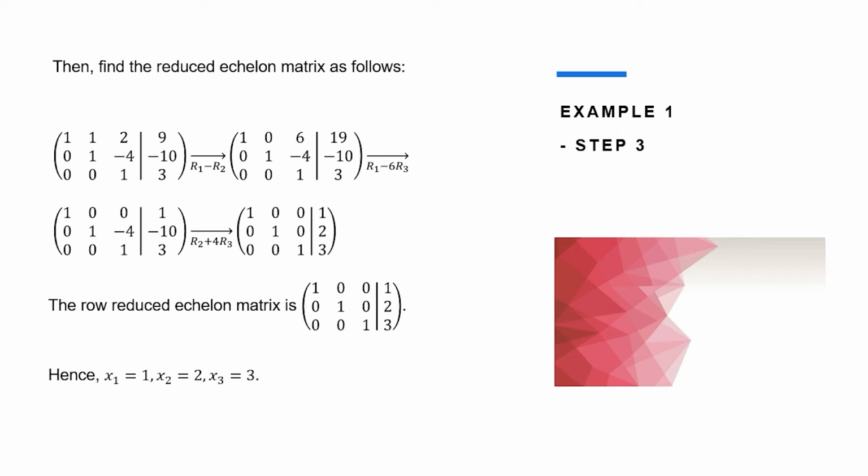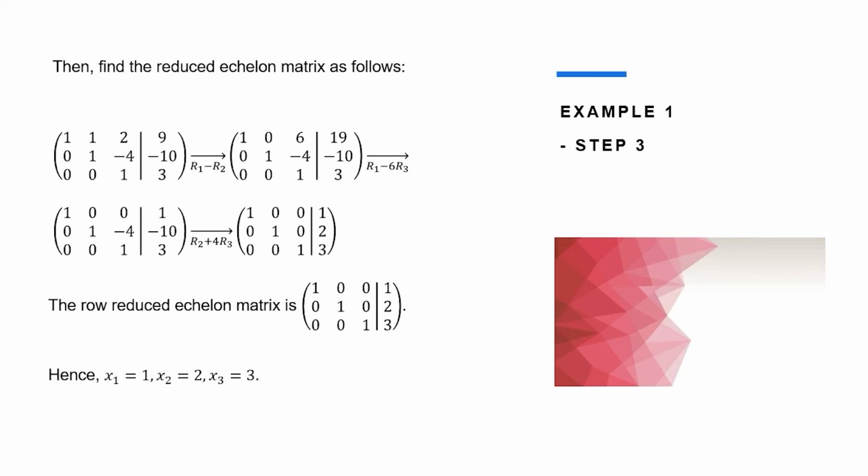And for the last, we need to get rid of the negative 4, so I use row 2 plus 4 times row 3. And at last I will get 1, 0, 0, 0, 1, 0, 0, 0, 1, and the right side is 1, 2, 3. So here we have the RREF.